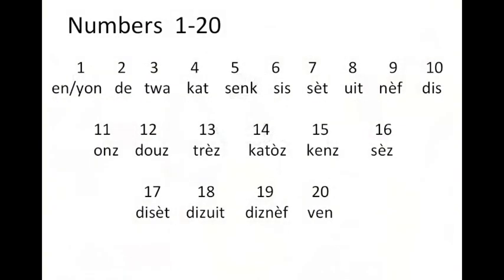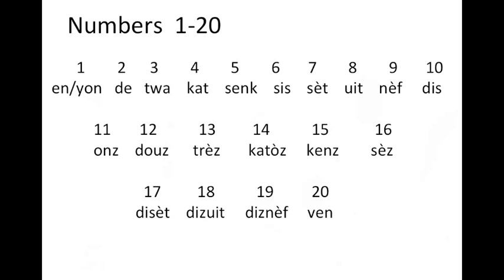All right, that was numbers 0 to 20. Now, this is the written representation of the numbers. Those of you who are familiar with French will notice that these numbers are basically the same. There are some minor changes here and there, but for the most part, these numbers are the same.